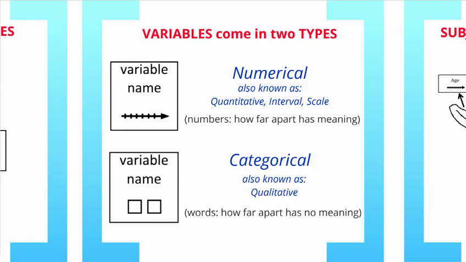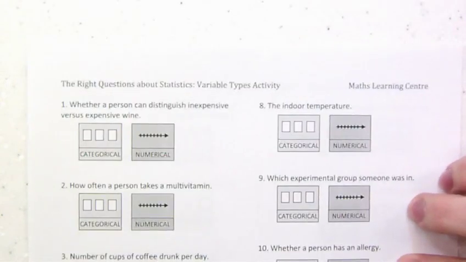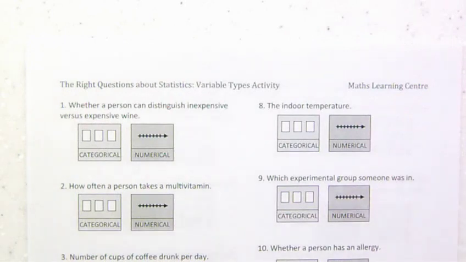And categorical variables are generally words for putting things in boxes, which is why I draw them as boxes. You're putting things into categories, and some people call them qualitative variables. So they're the two main types of variables. And last time we did this activity over here, where we had a heap of these different variables, and we had to decide what type of variable they were.